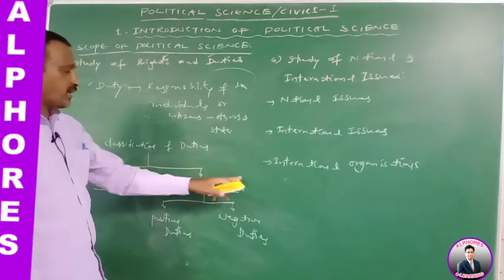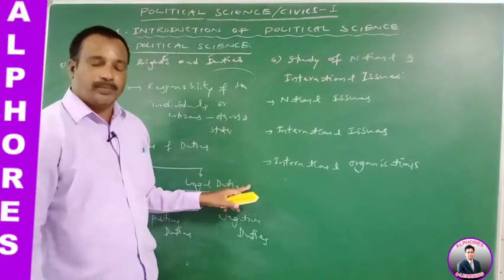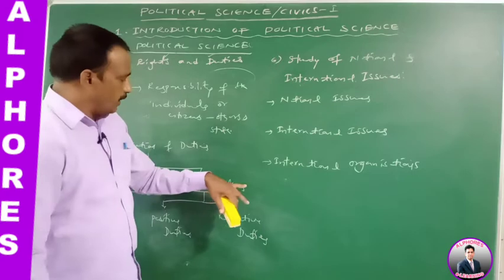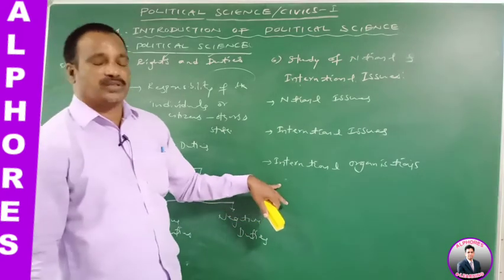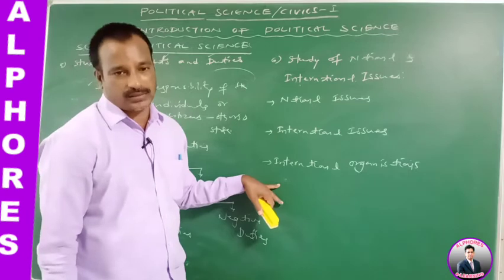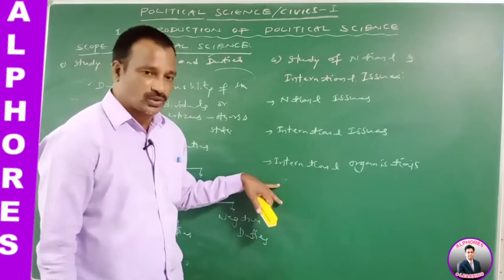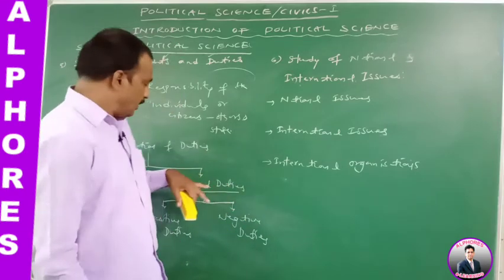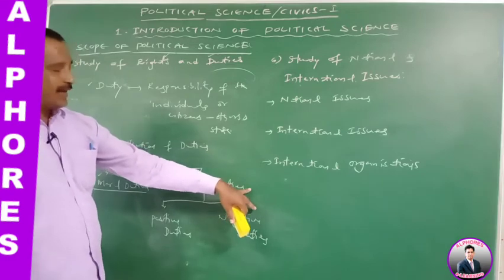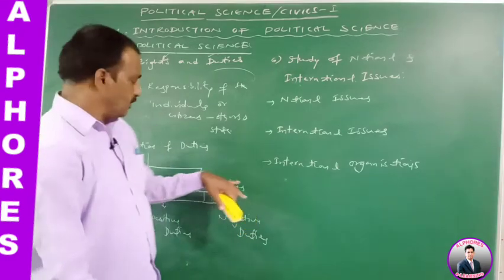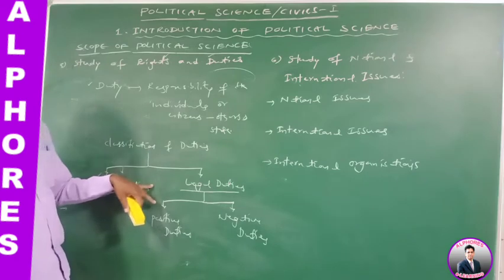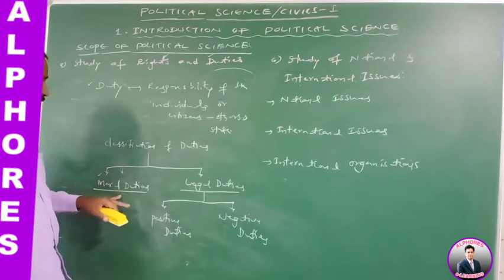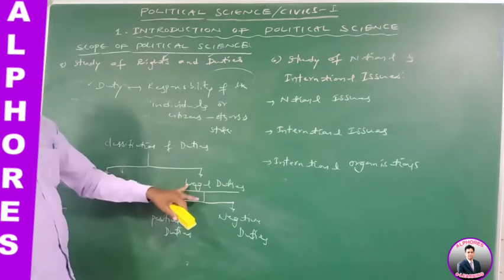Whereas legal duties are performed by the individuals based on laws of the state or constitution. Example: obeying the laws of the state, paying the taxes, use of franchise or right to vote in times of elections. These are the legal duties. Legal duties are recognized and protected by the state, whereas moral duties are not recognized by the state. Hence, there is no protection to the moral duties, there is a protection to the legal duties.